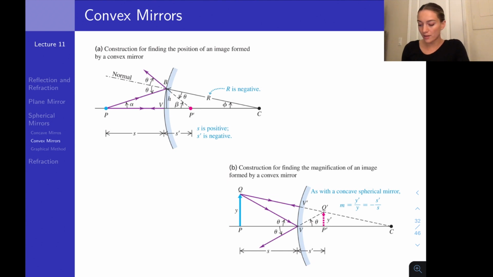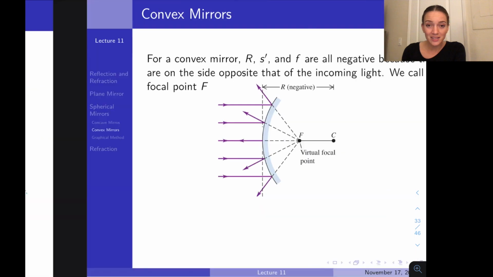So for a concave mirror, your image is always inverted, and for a convex mirror, your image is upright. And you can even test this out. If you get a spoon and you look at yourself on the concave side, you'll be upside down. And if you look at yourself on the convex side, you'll be right side up. So you can test this out yourself if you want.